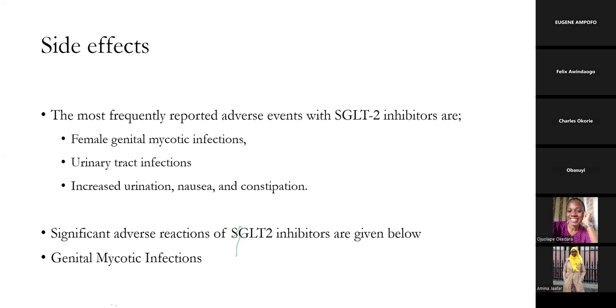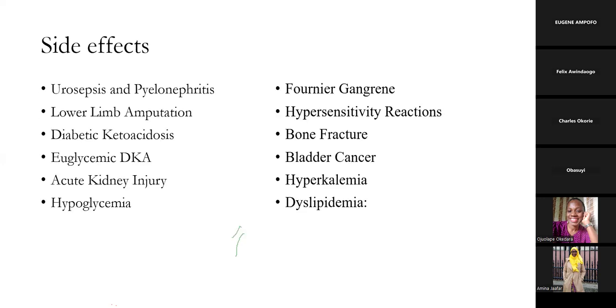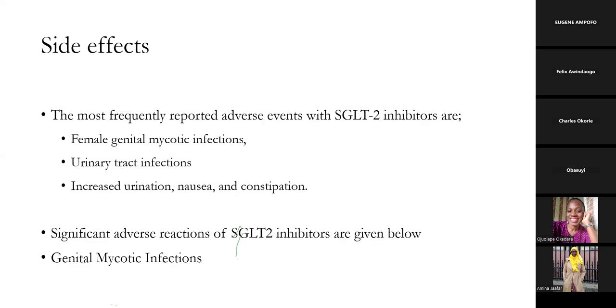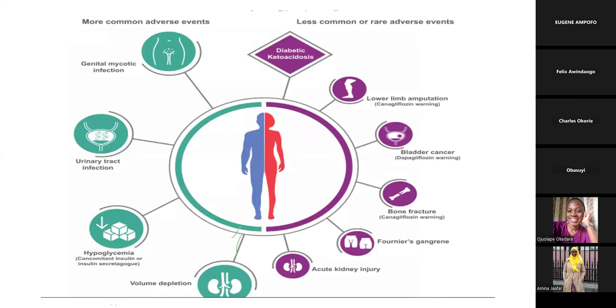Side effects: common are female genital fungal infections, urinary tract infections, and for some people, increased micturition because of the glycosuria, because of the osmotic effect, because of the inhibition of glucose absorption in the kidney. Some patients actually urinate quite a bit, and we all know it also has some diuretic effect. Other side effects have been reported. Diabetic ketoacidosis, commonly euglycemic, has been reported. Others are hypoglycemia and hypersensitivity reactions, but they are not as common as the female genital fungal infections, urinary tract infections, and the increased micturition.